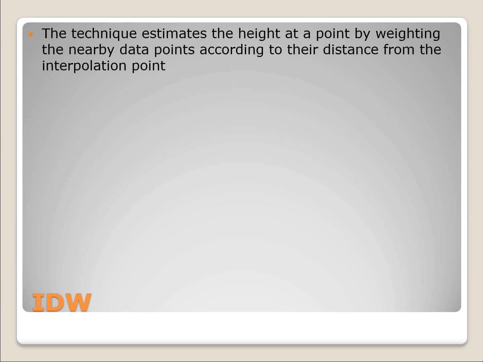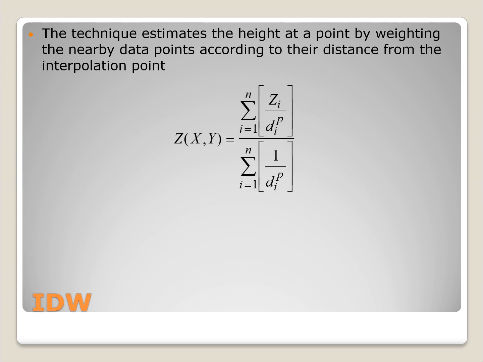So IDW is the last one. So we talked a little bit about how bilinear interpolation weights the z values. That is really the same idea behind inverse distance weighting. So this time around, I'm going to use distances, or an inverse distance, as my weight. So I find the height of the point by weighting the nearby data points, and I can determine how many data points I want to use according to their distance from the interpolation point. So this is the formula that you would use.